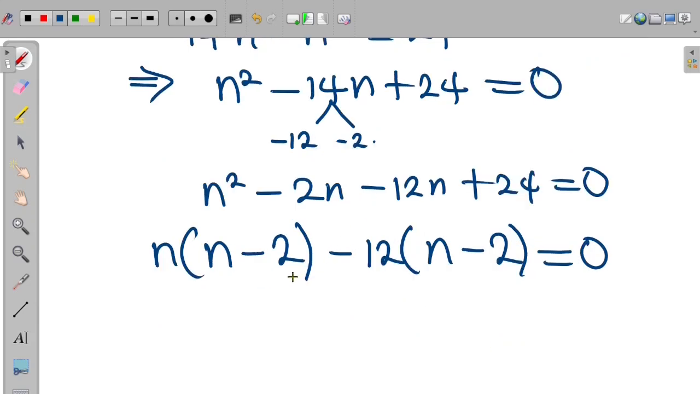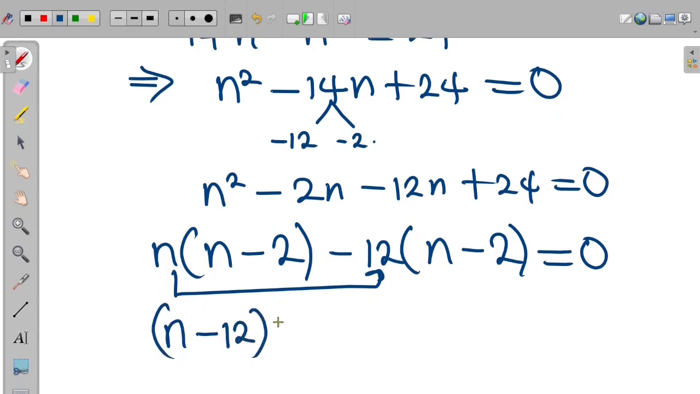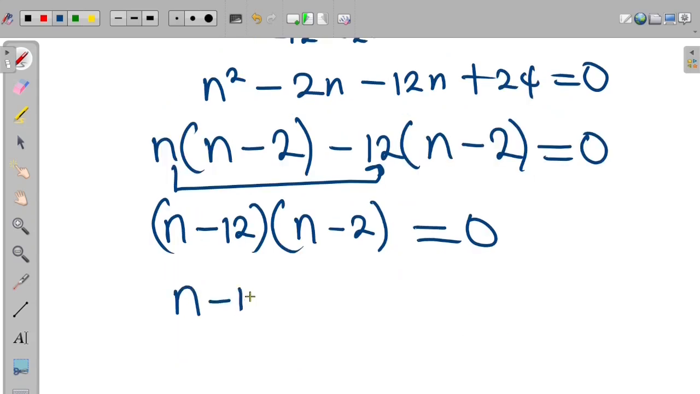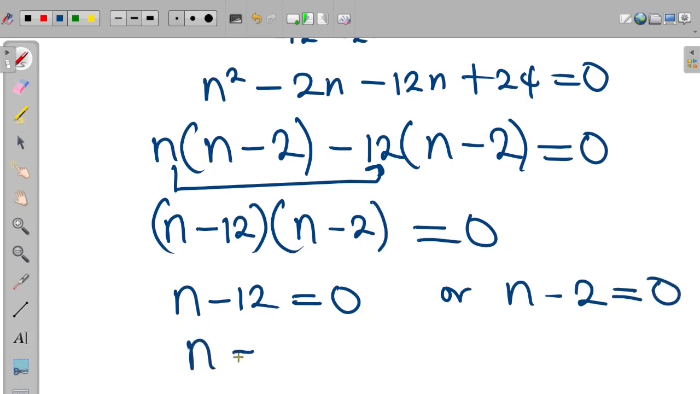Now we are going to factor out n minus 2 and we combine n and minus 12. So we have n minus 12 multiplied by n minus 2 equal to 0. So we have it that n minus 12 is equal to 0, or n minus 2 is equal to 0. So therefore n is equal to 12, or n is equal to 2. Now, having obtained the values of n, we will substitute this value into equation 1 to obtain the values of m.